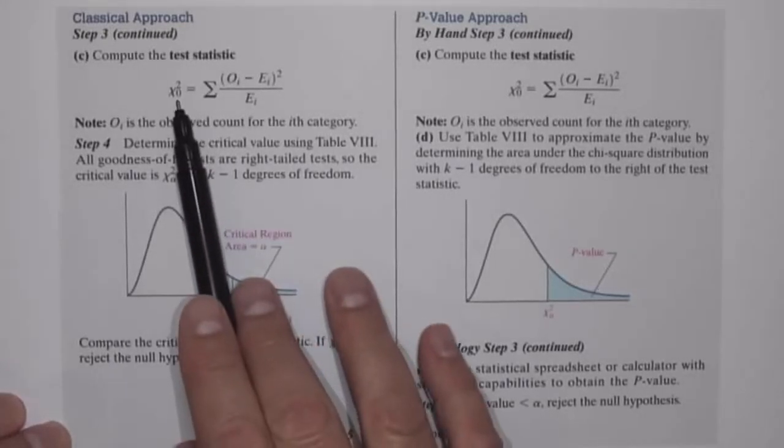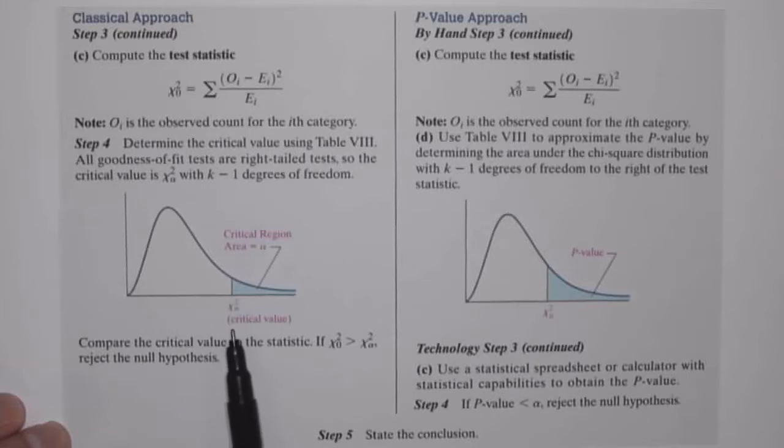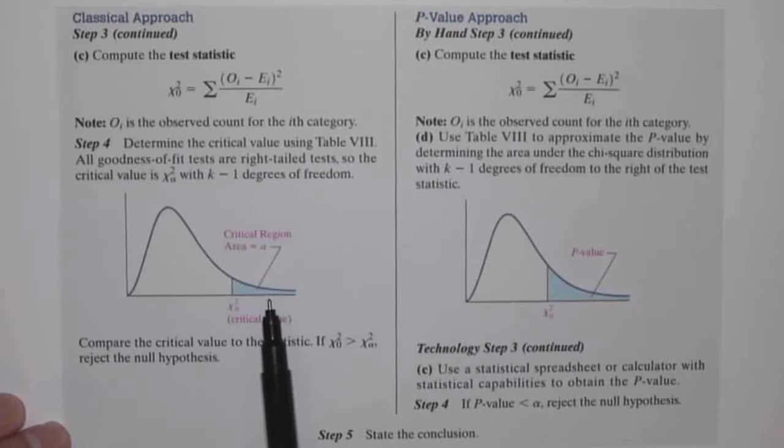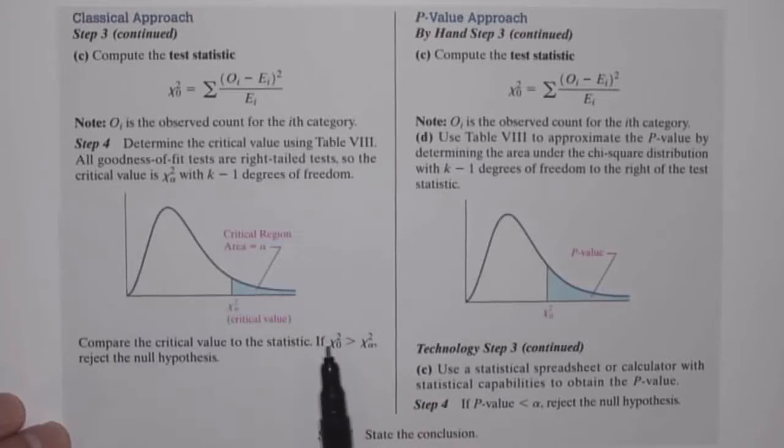So we're going to then compare our test statistic to this critical value. And if our test statistic falls to the right of the critical value, then we'll reject the null hypothesis. Otherwise, we will fail to reject the null hypothesis. Again, this will always be a right-tailed test. Now again, our directions here say compare the critical value to the test statistic. I personally prefer to think of that the other way around. Compare the test statistic to the critical value. Again, if chi-square naught, our test statistic, is bigger than chi-square sub alpha, the critical value, then we're going to reject the null hypothesis. If it's less than or equal to, then we will not. And we'll state our conclusion.